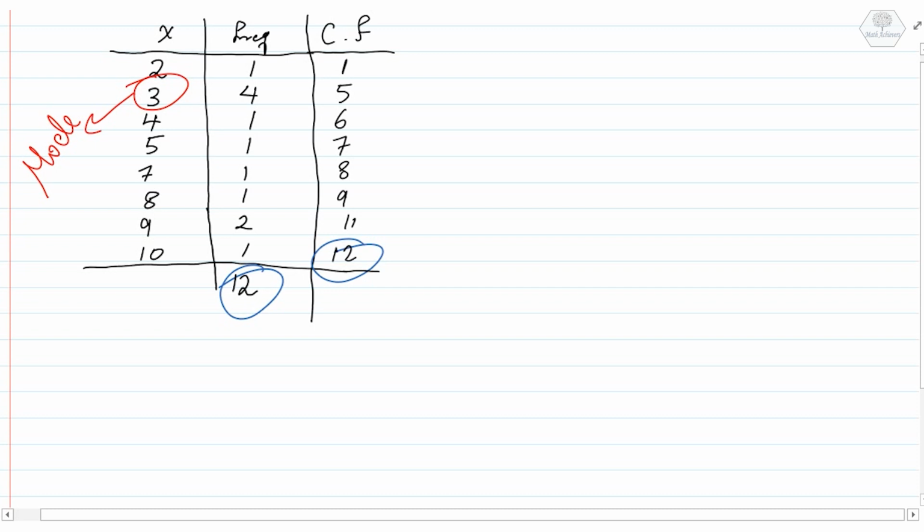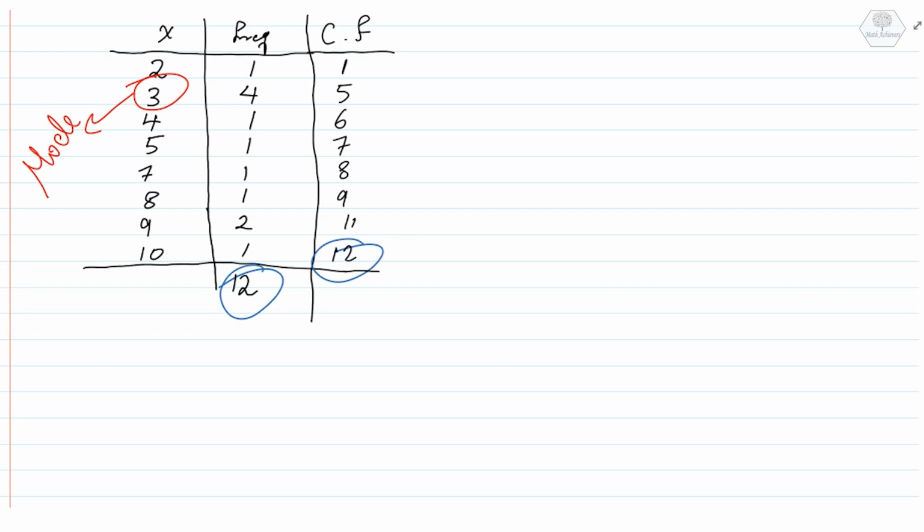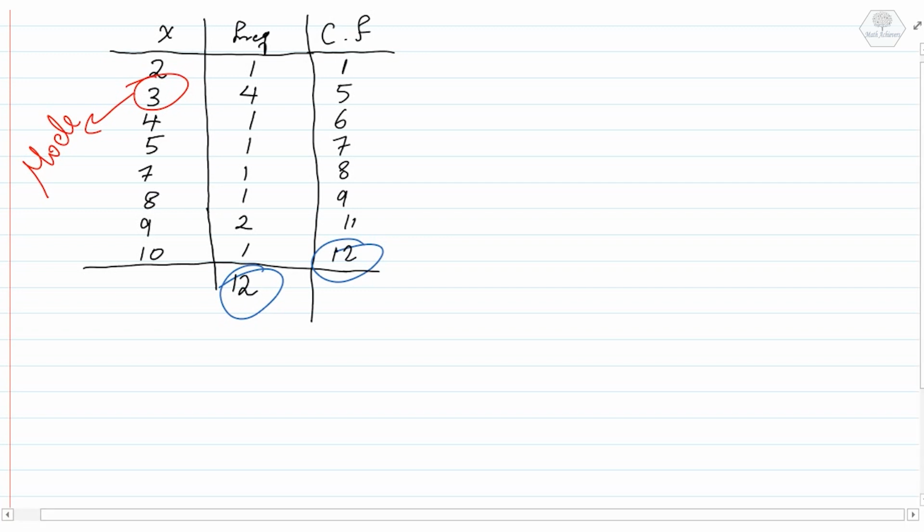I can know that my mode is 3 simply by looking at these numbers. And putting my data in tables makes it easier to visualize and faster to get whatever you want out of your data. This is how we describe our data.